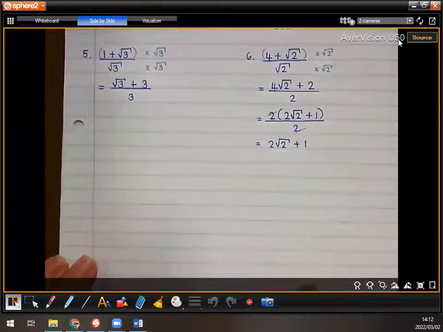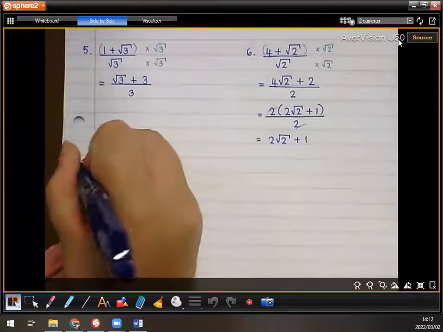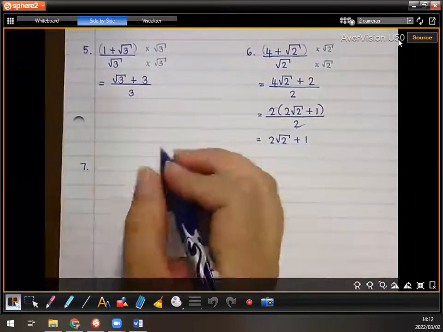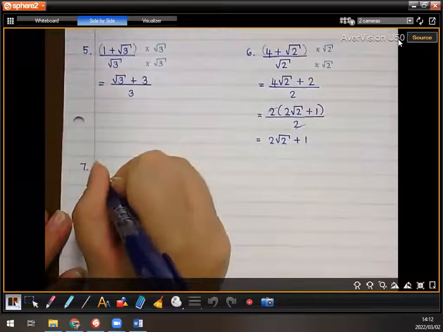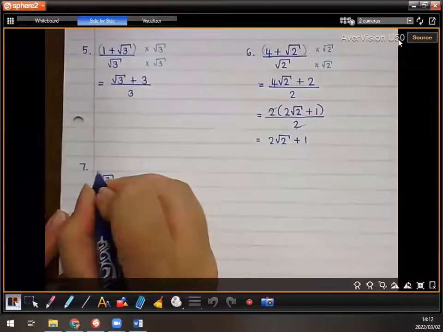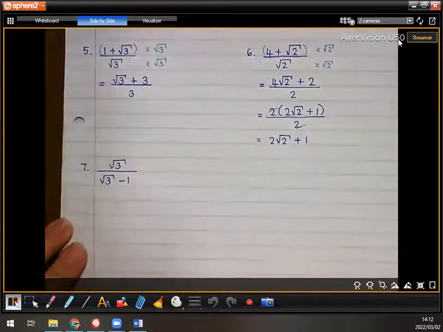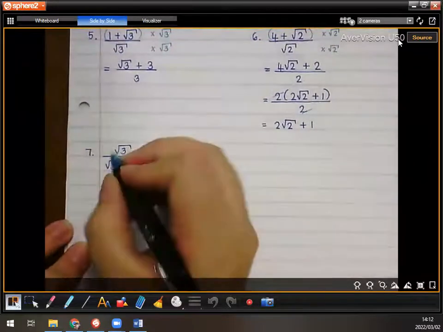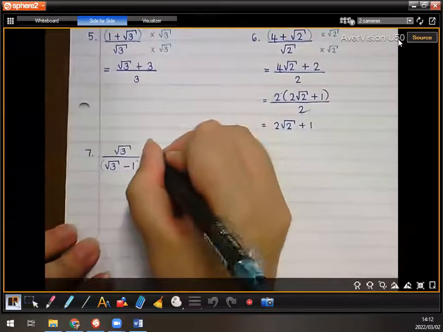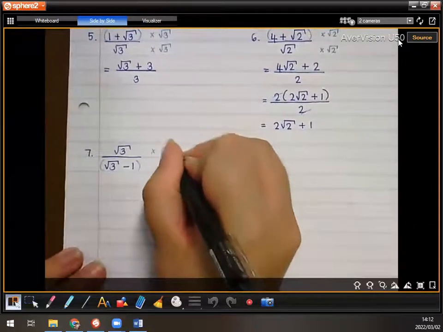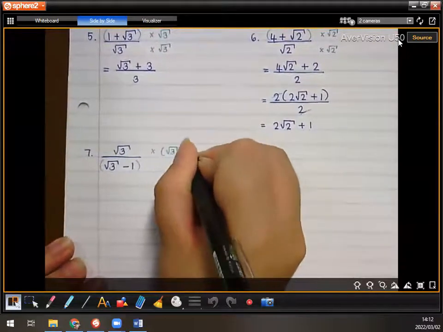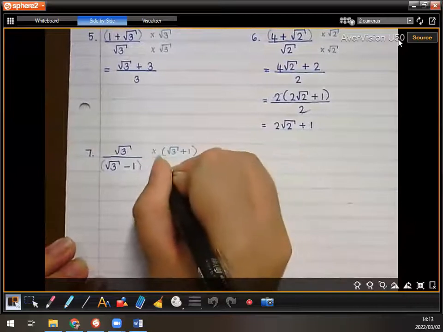And find that one. Okay, number 7, we're almost there, guys. Now, this was the first one that had 2 terms in the denominator. All the previous ones just had 1. So when you have 2 terms in the denominator, you need to multiply the top and the bottom by the same 2 terms that you have in the denominator, but with a different sign in between them.